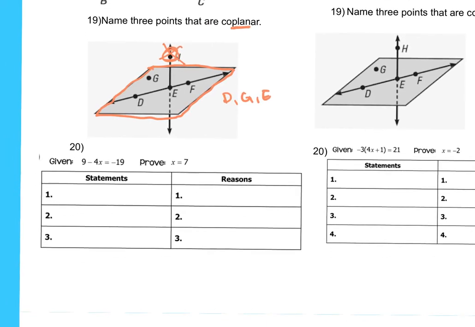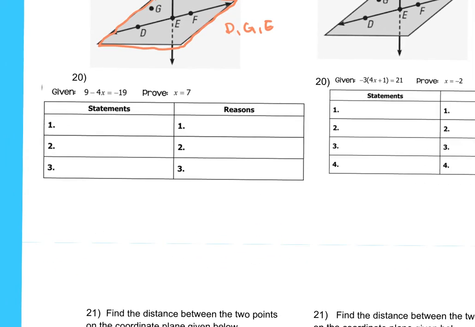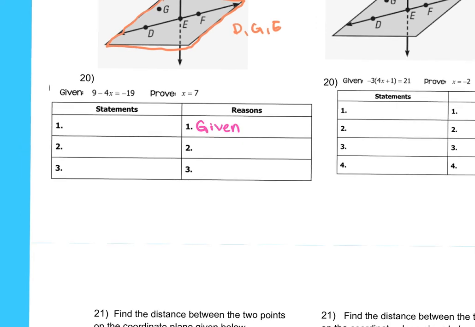All right, number 20 is a good old algebraic proof. Our very first thing is, oh, you guessed it. Our first reason is always given. And our last statement is always the mathy part, as I like to say, of the word prove. So that's going to be x equals 7.